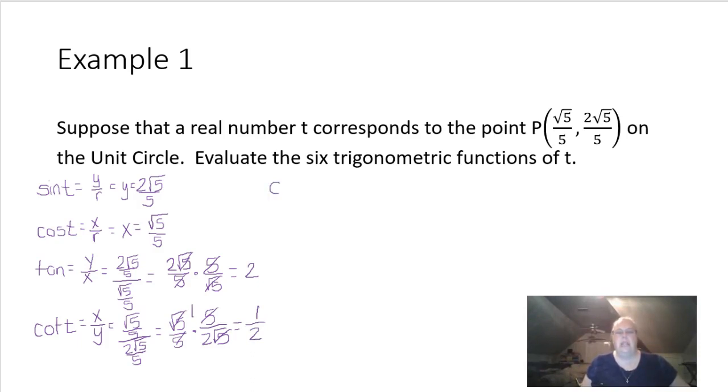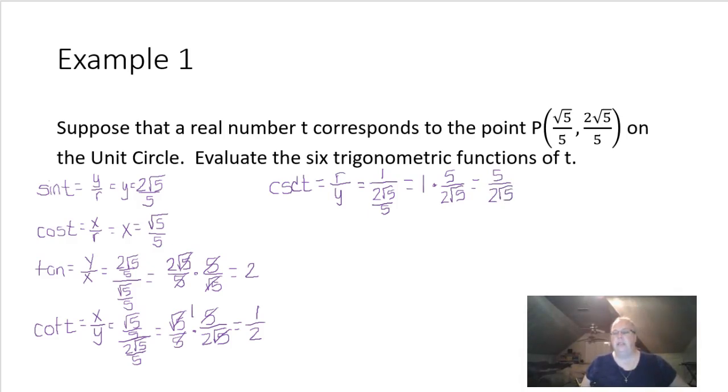The cosecant of t is defined to be r over y. Well, remember, on the unit circle, r is equal to 1. And then the y-coordinate is 2 square roots of 5 over 5. This is going to turn into 1 times 5 over 2 square roots of 5. Well, 1 times anything, that's just going to give me 5 over 2 square roots of 5.